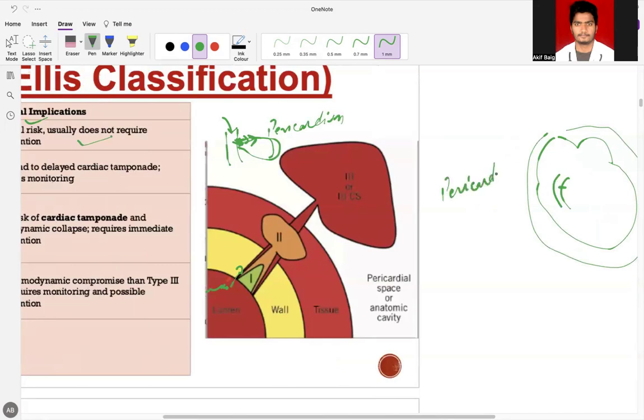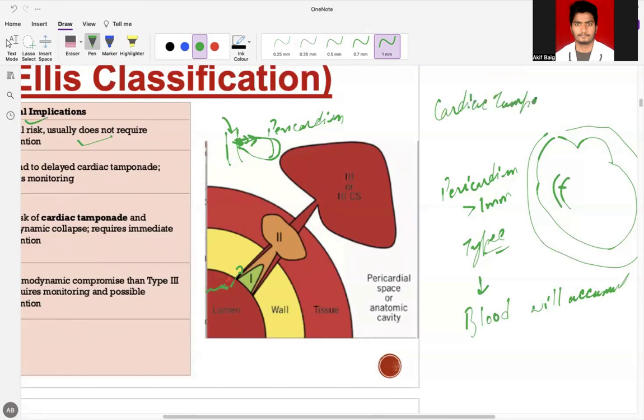Suppose there is a very active leakage, or the perforation is more than 1 mm, that is type 3 of the Ellis classification. With a lot of perforation, blood will start accumulating in the pericardium, and this accumulated blood will compress the myocardium, which can lead to cardiac tamponade. So this is called type 3.